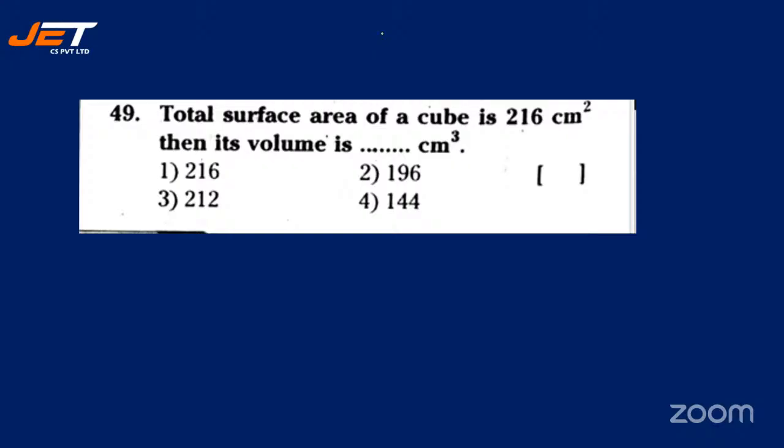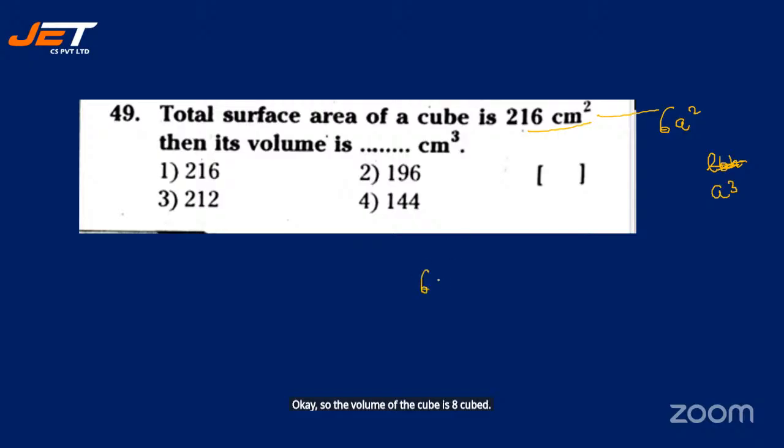Quickly find it out, using your formula. So what is the total surface area of the cube? It is 6a square. Then the volume. So what is the volume? Length into breadth into height. This is cube, isn't it? So the volume of the cube is a cube.